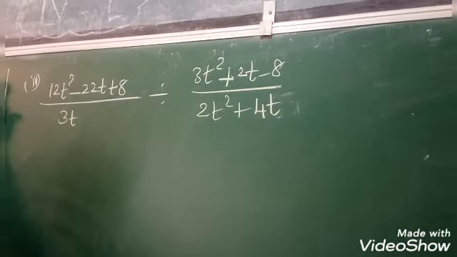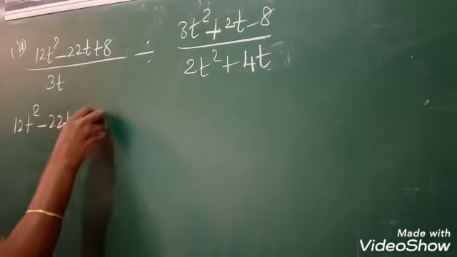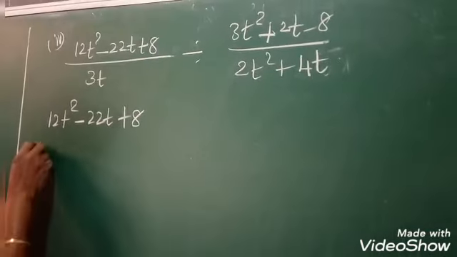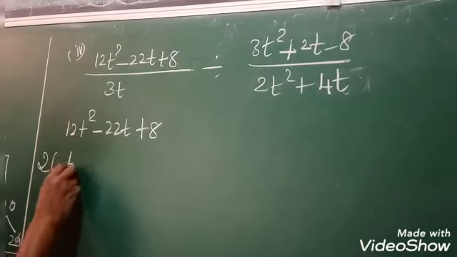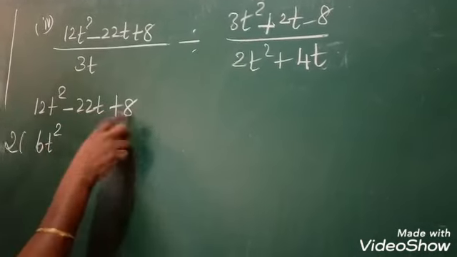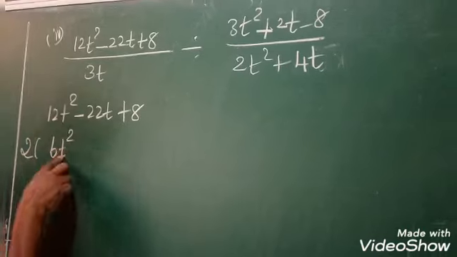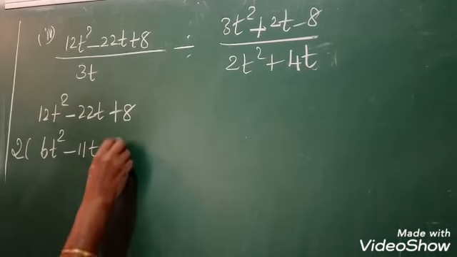Okay. Now I am going to find all the factors. Here 12t squared minus 22t plus 8. Shall I take 2 outside girls? Yes. If you take 2 outside, each term should be divided by 2. Divided by 2: 6t squared minus 11t plus 4.